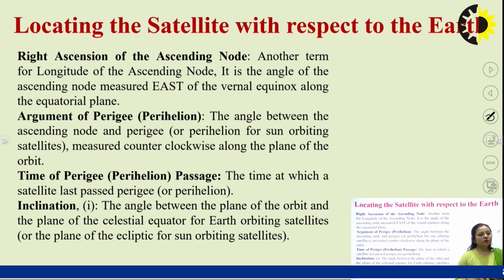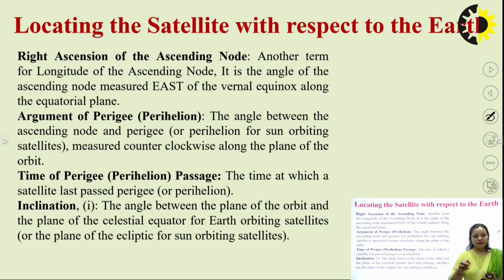Next is the argument of perigee. It is denoted by omega. It is the angle between the ascending node and the perigee point, measured counterclockwise along the plane of orbit. Next is the time of perigee passage. The time at which a satellite last passed the perigee is the time of perigee passage. Or, if you want to measure it at a particular time, you can say it is the time difference, how much time it has taken or how far it has come from the perigee point.